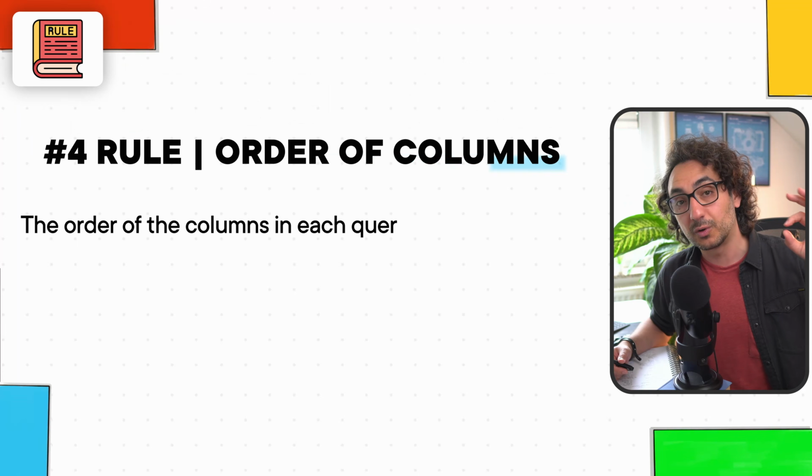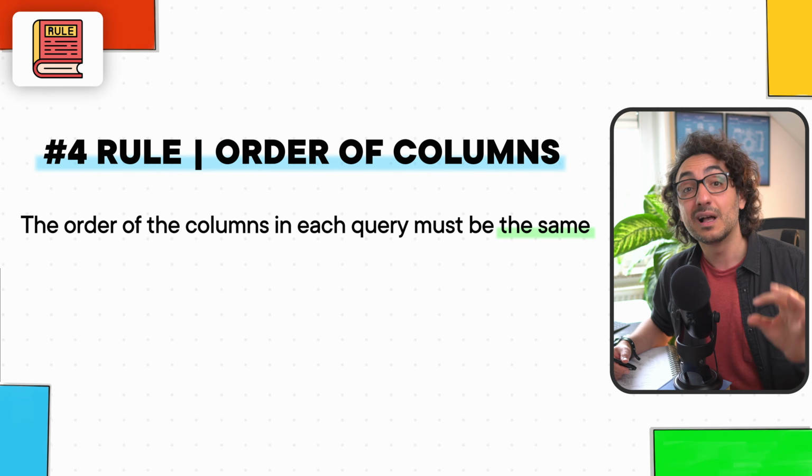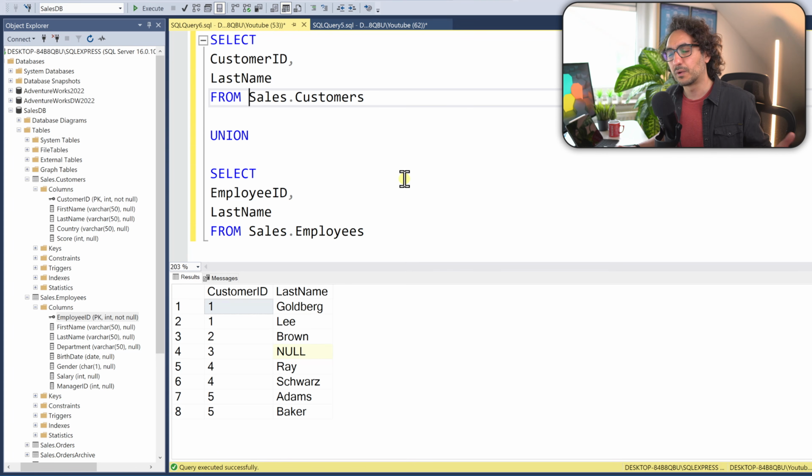Okay, let's move to the next rule, rule number 4, the order of columns. The order of columns in each query must be as well the same. Okay, so let's understand what this means. Now we have here again the same example where we are selecting the ID and last name from customers and we are combining it using union with the employee ID and last name from the employees. And as you can see, everything is working because we have the same number of columns and we have matching data types.